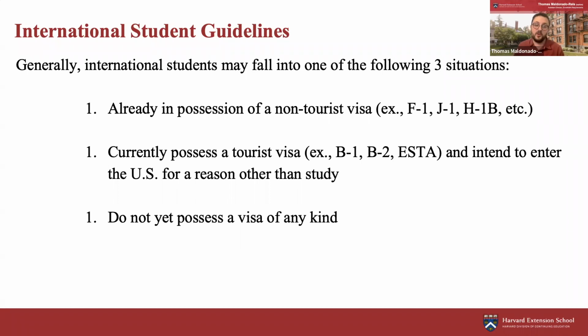The second category is you could be someone who currently possesses a tourist visa. Those are the B1, B2, or ESTA. And these are folks who intend to enter the US for a reason other than study, typically recreational purposes or vacation purposes. And then the third group of international students are those who don't yet possess a visa of any kind. And so we're going to talk about all 3 of those groups and what to know if you're seeking to enroll in classes this fall.